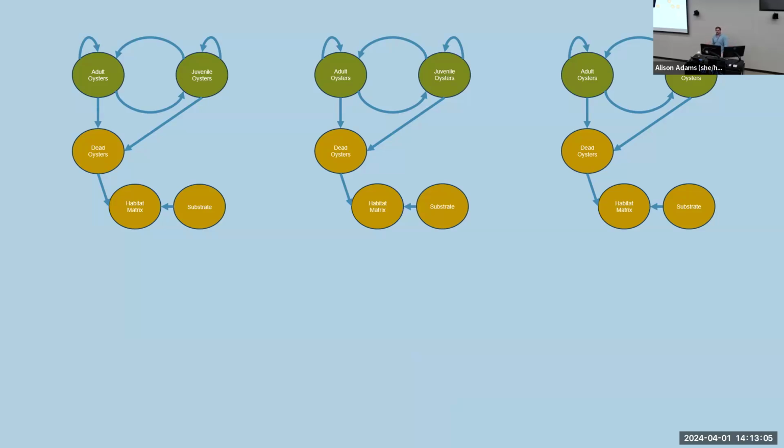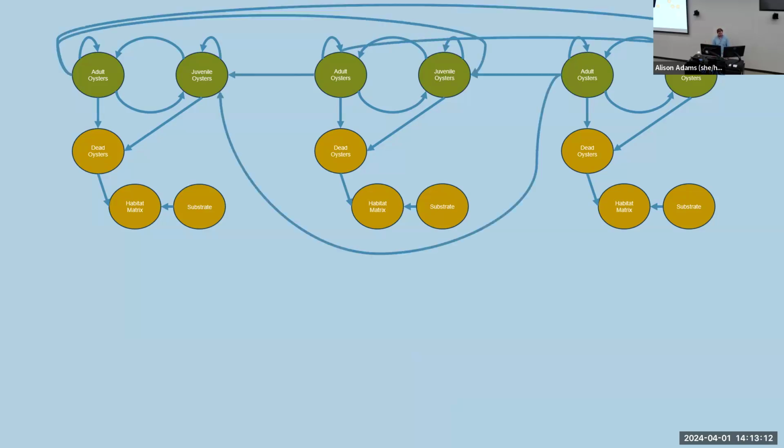And in reality, we're not necessarily dealing with an individual large oyster population. It's more of a metapopulation where we have each of these individual reefs with their own habitat and their own population dynamics, and they're all connected through complex larval dispersal dynamics within the system. And so the question is, where does restoration fit into this?